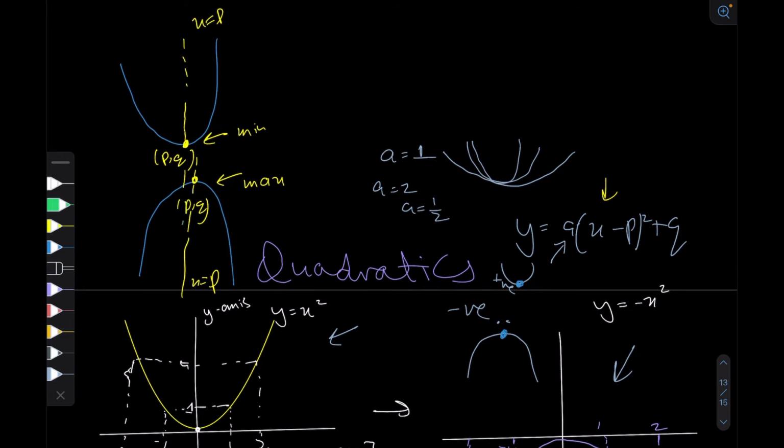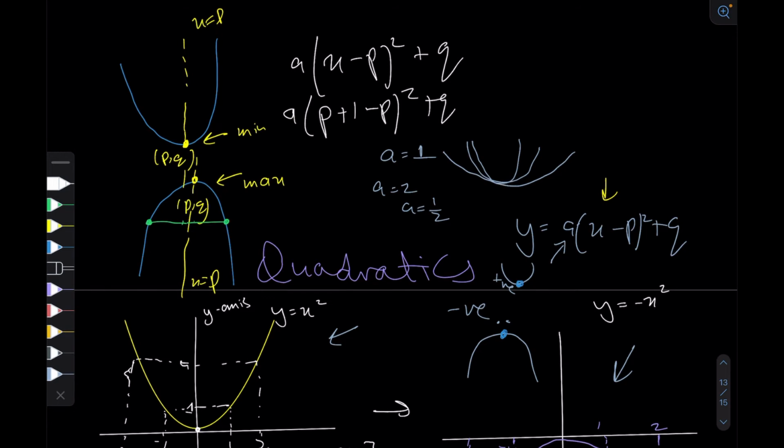If I take 1 unit to the left of p, the y value will be the same as if I look 1 unit to the right of p. Because if I have something in the form a(x minus p) squared plus q, let's say my x is p plus 1, or my x is p minus 1.